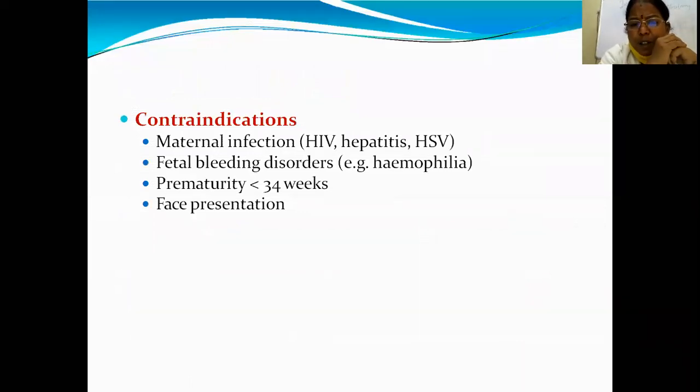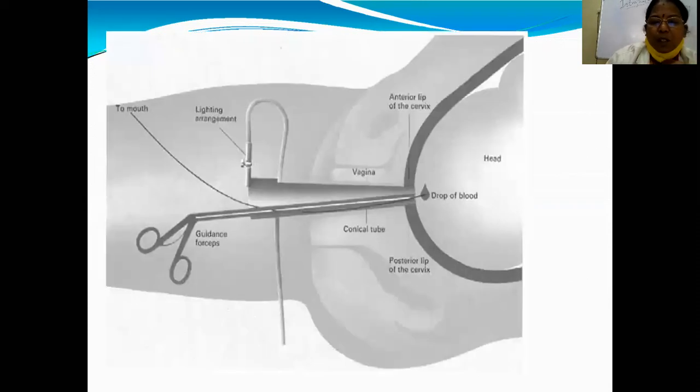There is maternal infection, any STDs, HIV, hepatitis, because we are doing internal procedures. If there is chorioamnionitis or maternal fever, in this case we don't go for any invasive testing. Fetal bleeding disorders are contraindications, because if we are taking blood from the fetal scalp, there can be chances of fetal hematoma, cephalhematoma. Also premature fetus, and face presentation, because we can't place the instrument. So this is how the instrument is used and the fetal scalp blood pH is taken.